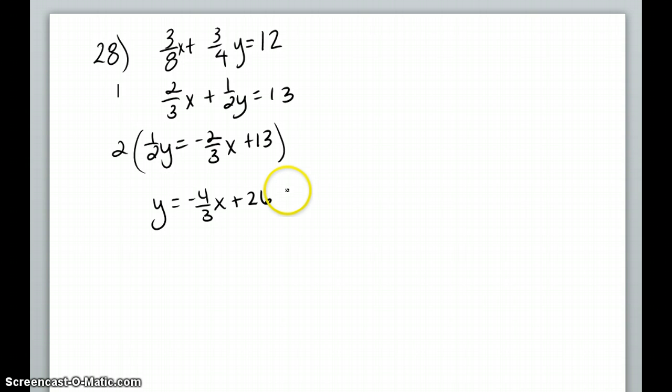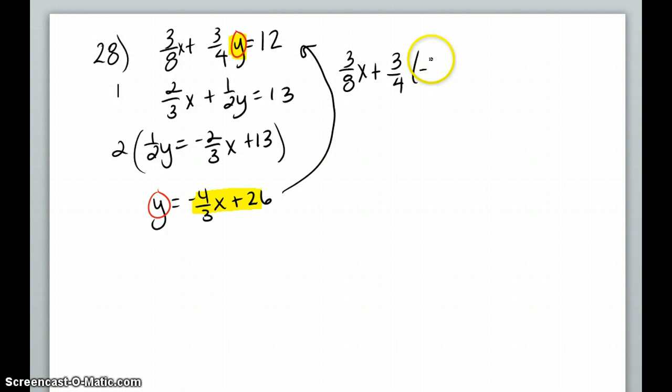Now we're going to take this equation and substitute it back up onto the top. So here we have what y equals. So we have 3/8 x plus 3/4, and then replace the y directly, equals 12. Notice that whatever this y equals, I replaced it with what the second y equaled. And don't forget about the 3/4 in front and make sure that you're using parentheses.